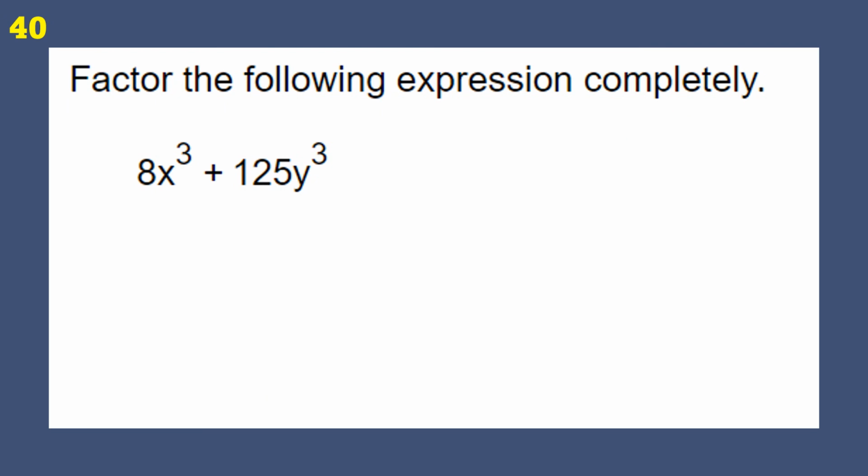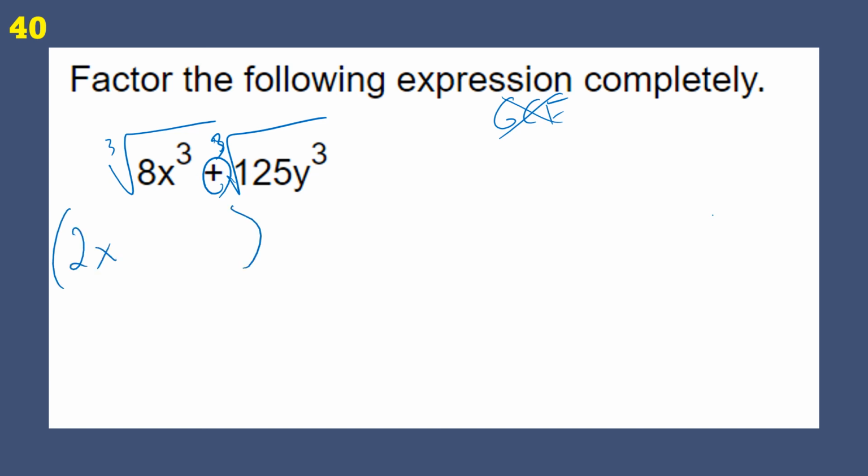Back to the following expression completely. Now, first thing I'm going to do anytime I have to factor is I look for a GCF. Now, this one doesn't have any GCFs. But now that it's a binomial, there's only a couple things I can do. It has a plus, and I can cube root both of these. So this is a sum of perfect cubes. So the first thing I'm going to do is cube root both of them. So that's 2x and 5y.